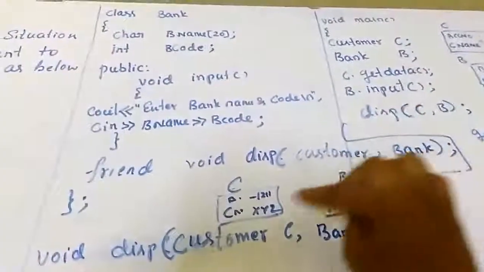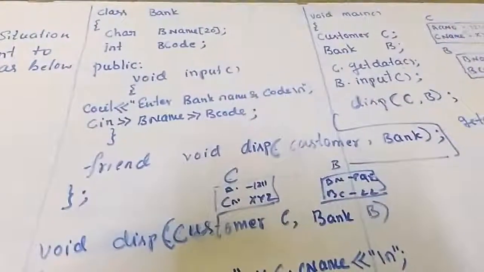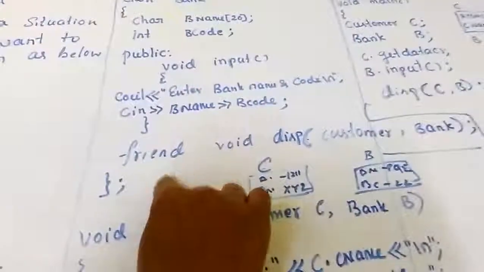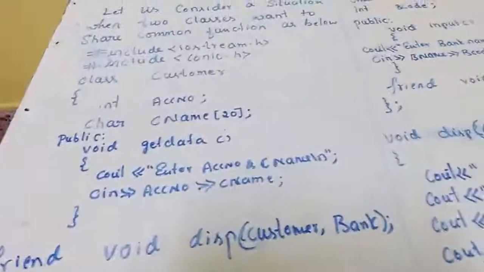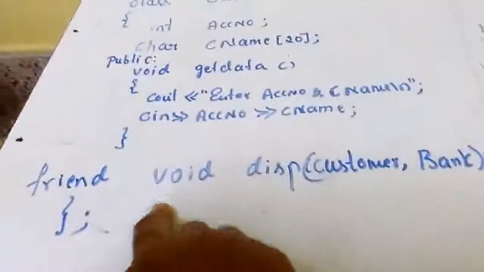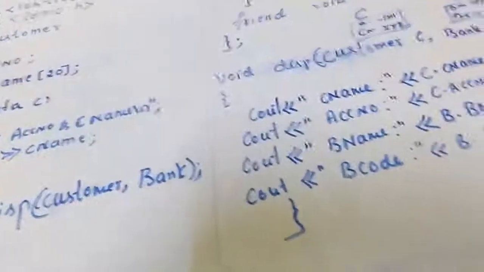Here what are the types? Customer type and bank type. Are you understanding? Then it is preceded with the keyword friend. And one more class it has to become a friend to, no? What is that? Customer class. Okay, friend void display, customer, comma, bank.